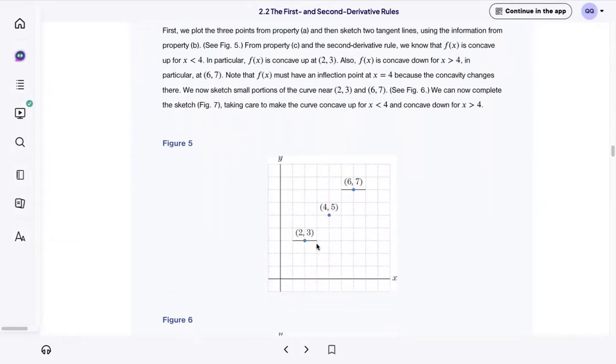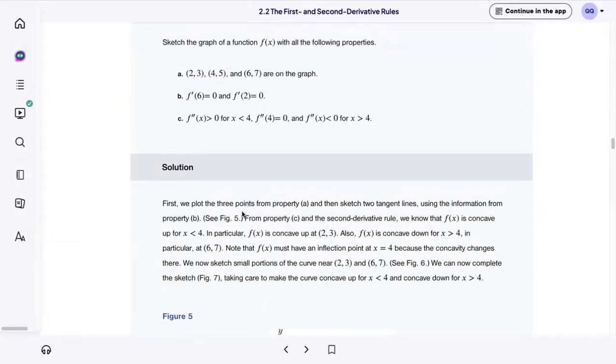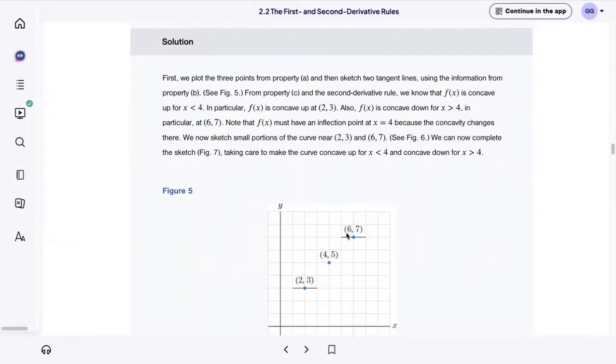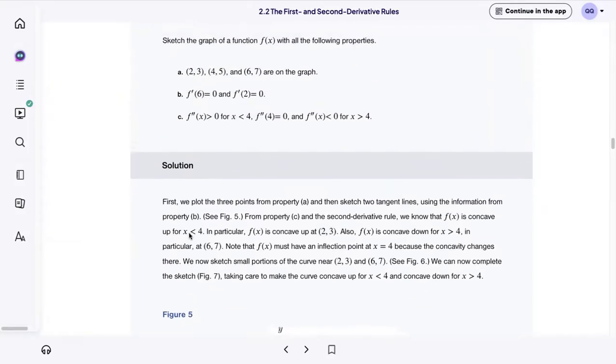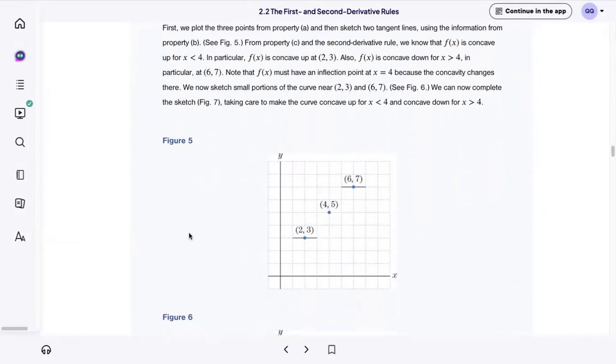So now let's graph those 3 points. Once we have 3 points, we're looking for f of 6. So f of 6 is right here at the third point. We have f of 6 and f prime of 2. So this point is a critical point, and this point is a critical point. And it seems like (2, 3) is the minimum, (6, 7) is the maximum.